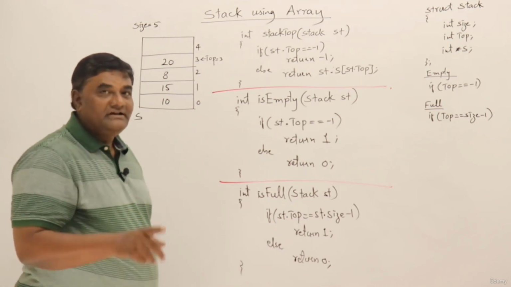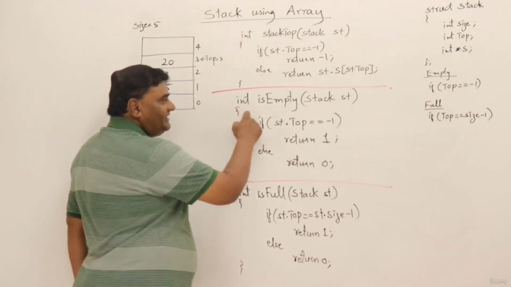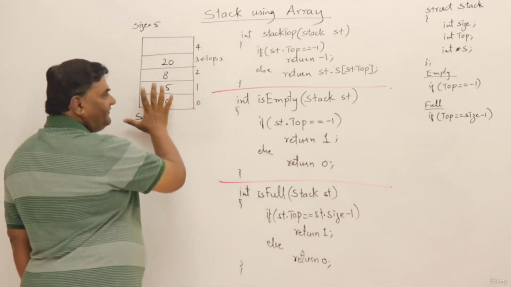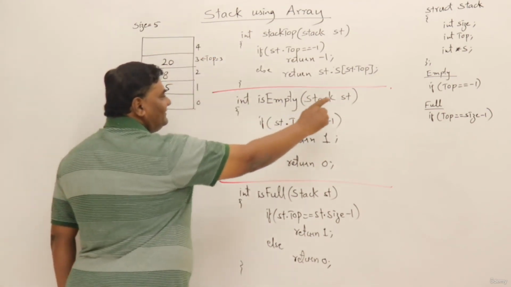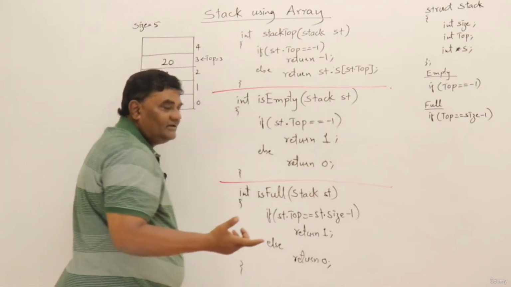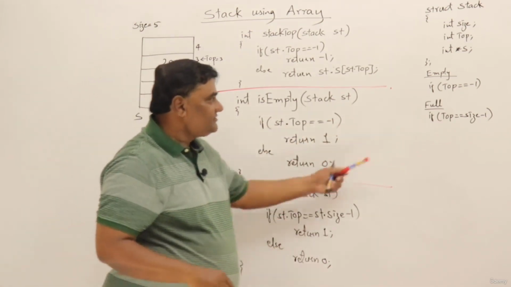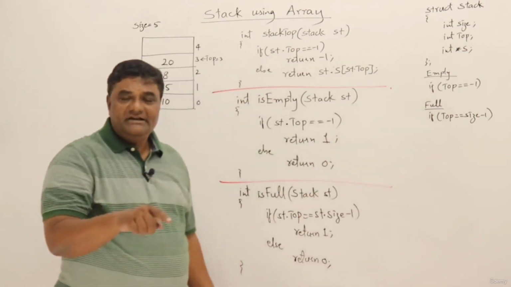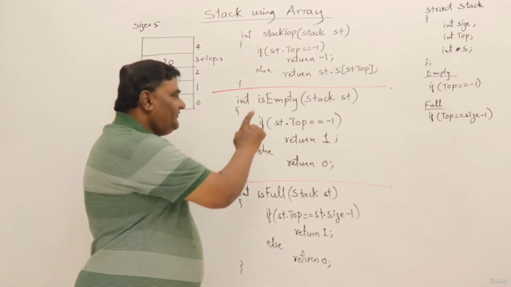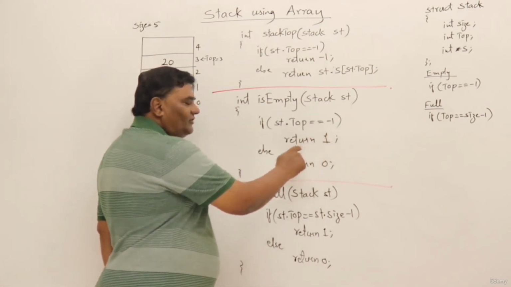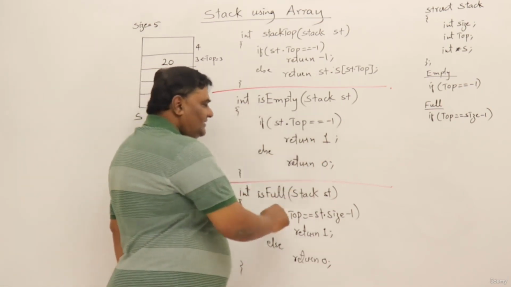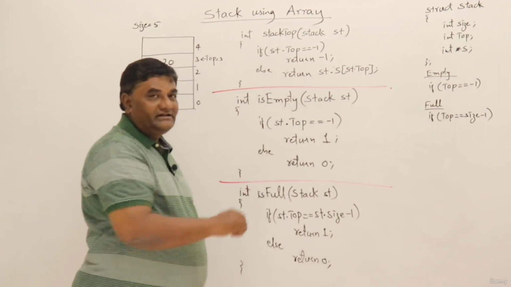The next function is isEmpty. It takes the stack by value, not by reference, because we are not going to modify this. So this is taken as a variable st. Then st.top, if it is -1, we know this condition, the stack empty condition. If it is -1, then the stack is empty. Yes, it is empty, so return true. We know well that in C language, true means 1 and false means 0. So for true, it returns 1. Otherwise, return false, that is 0.